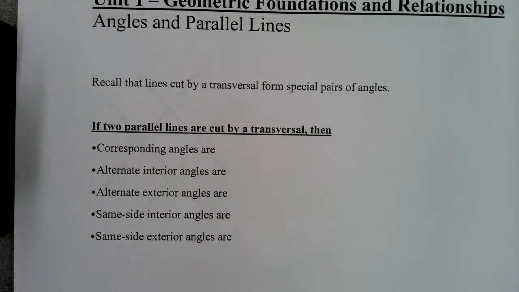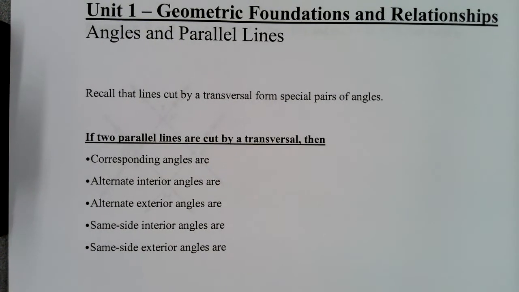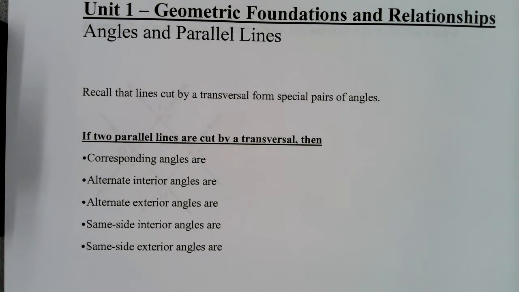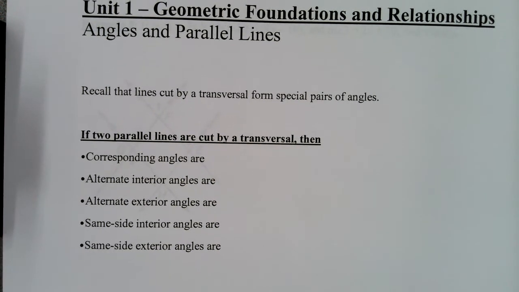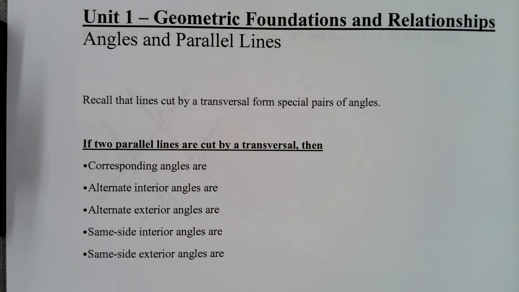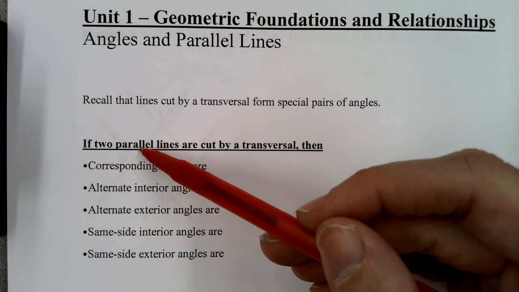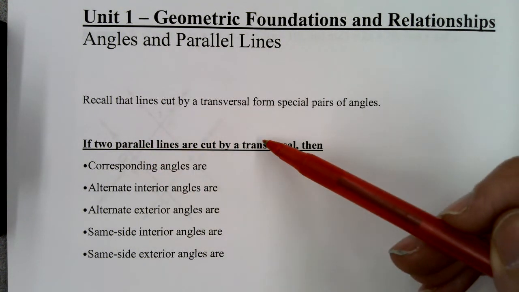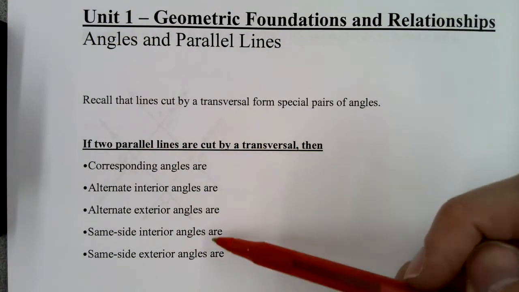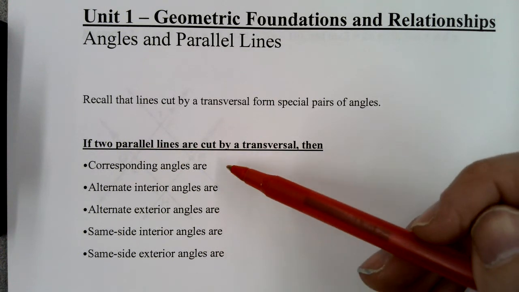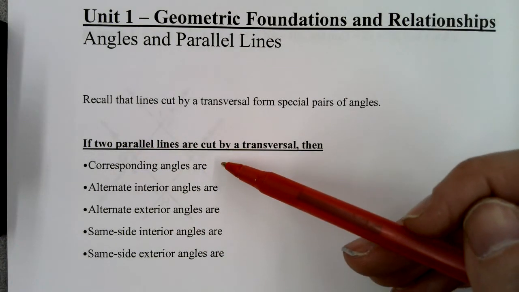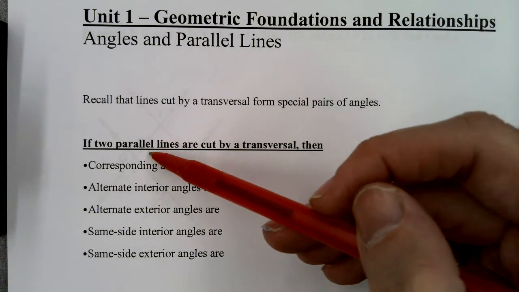Okay, so this lesson is called Angles and Parallel Lines. Think back to yesterday's lesson where we had lines being cut by a transversal. They form special pairs of angles. Now, if the two lines being cut by a transversal are parallel, then the following 5 things are going to be true. But this is only true if the two lines being cut are parallel.